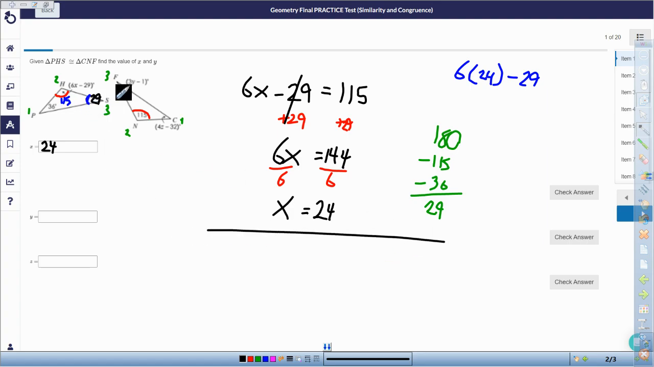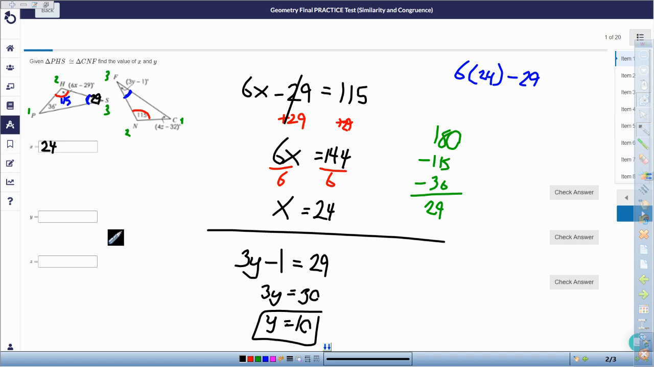Okay, cool. So now we can make our equation for y. We know that 3y minus 1, this angle, is equal to 29. Okay, I'm just going to do the math in my head on this one. Add 1 to both sides. We get 3y equals 30. Divide both sides by 3. Y equals 10. You can put that right here.